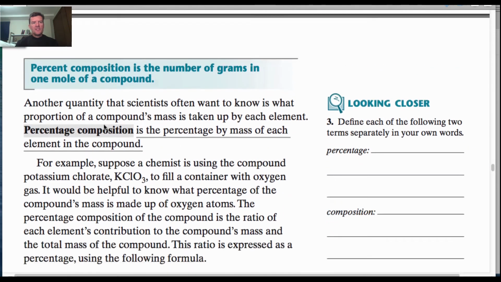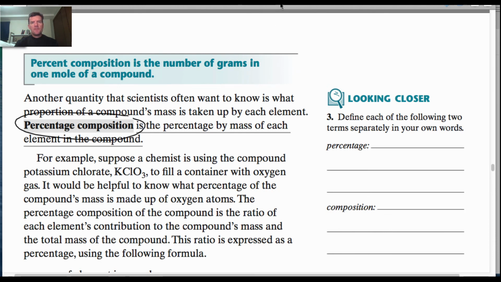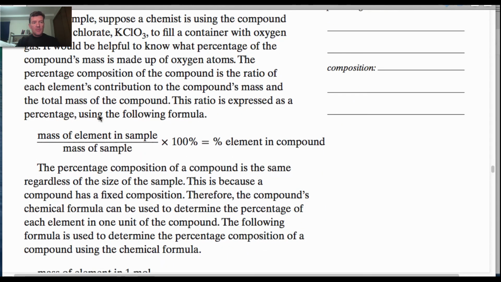All right, let's look at percent composition now. Okay, to find percent composition, we're finding the percentage by mass of each element in the compound. Since we already found the molar mass or the formula mass, all we're doing is taking that and finding out the mass of each element as a percentage of the total mass. Okay, let's look at an example here.